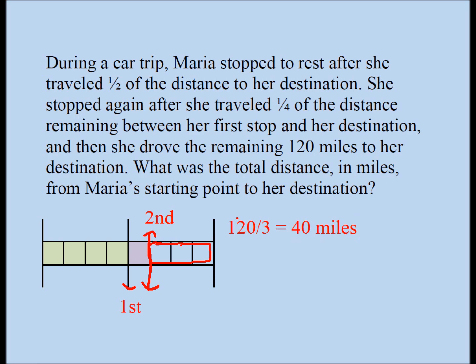Well, if each chunk is 40 miles, her entire trip is comprised of 8 chunks. So her entire trip should be 40 times 8, equal to 320 miles. And that's my answer, 320 miles.